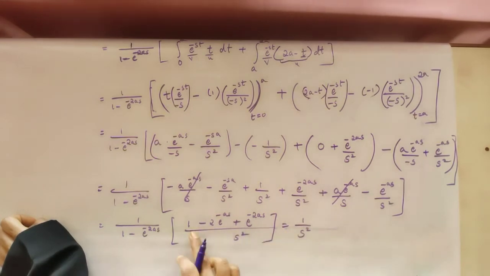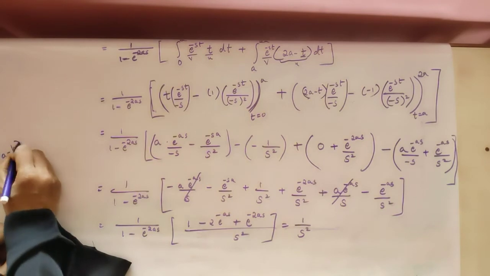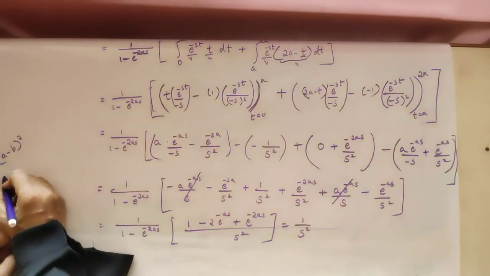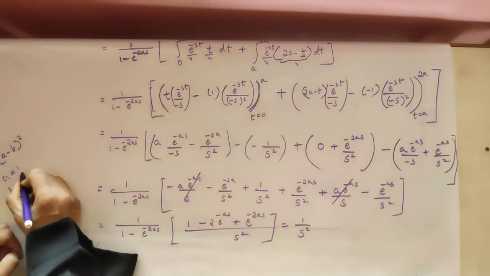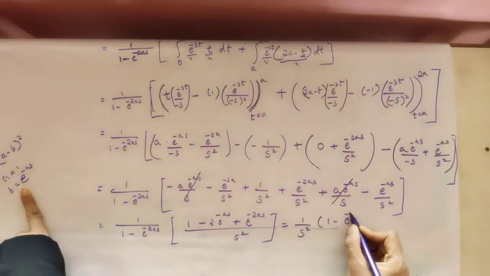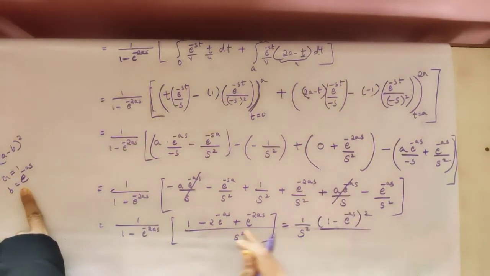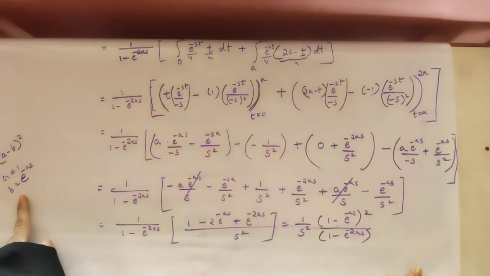This is nothing but, can anyone tell me what is this? Is it not in the form a minus b whole square? Look at this, you can write this as, in place of a as 1, b as e to power minus as. If you just consider this, it is nothing but a minus b square form. So here it is 1 minus e to power minus as square, this complete thing is that, and the denominator is 1 minus e to power minus 2as. You have something like this.